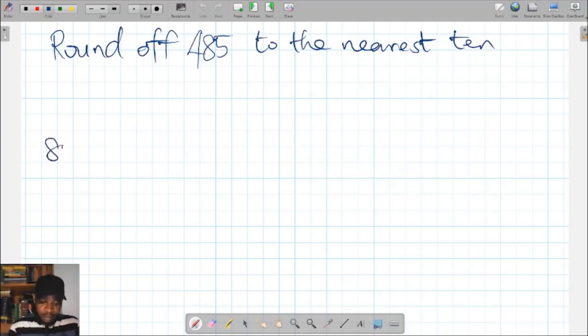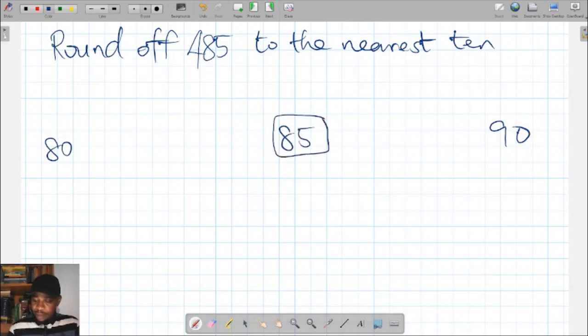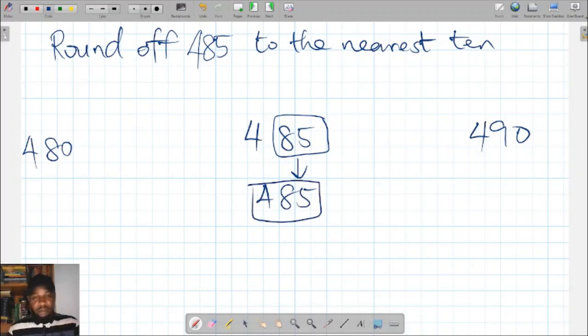The lower bound is 480, the upper bound is 490, the mid value is 485, and the number we're considering is 485 too. So of course we can always put 480, 485, 490. It doesn't really matter as long as we're doing the correct thing. Okay, so what does the round half to even rule say?